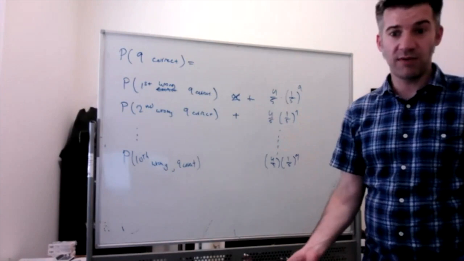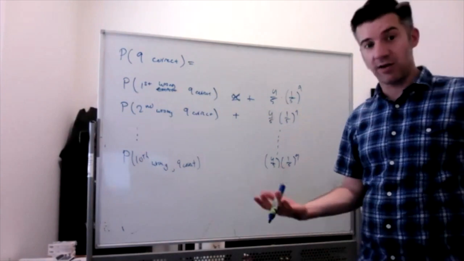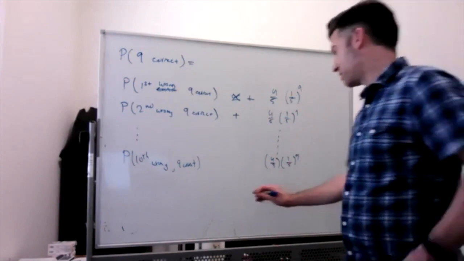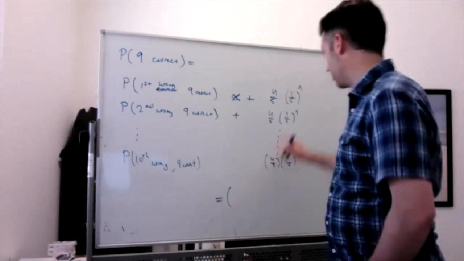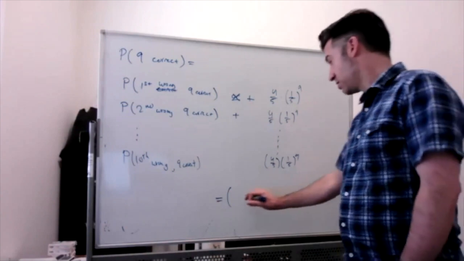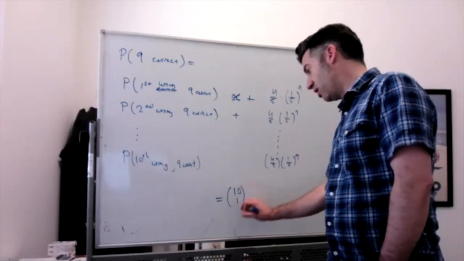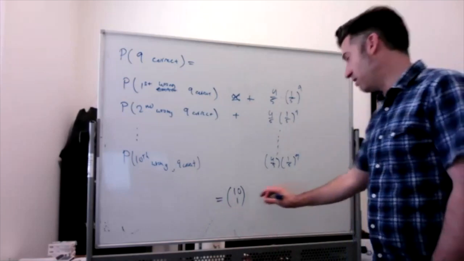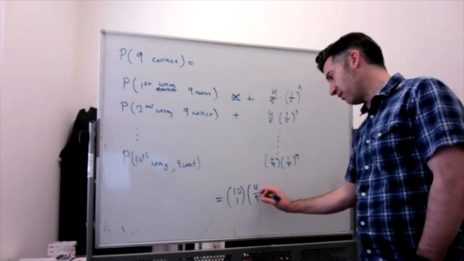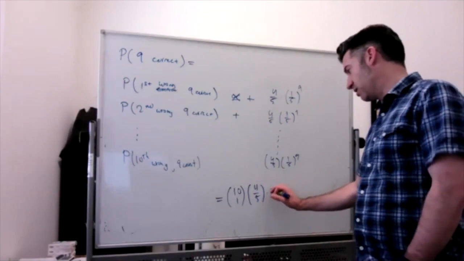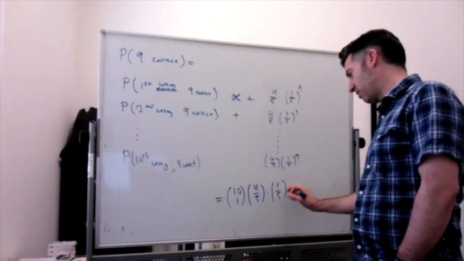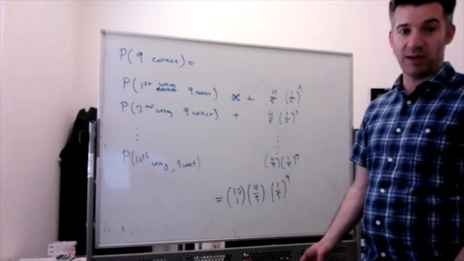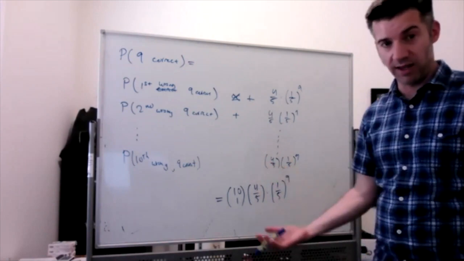So the probability of getting exactly 9 correct and 1 wrong: there's 10 ways of doing it, 10 choose 1, out of the 10 questions you're choosing 1 to be wrong. Then there's a 4/5 probability of that 1 being wrong, and a 1/5 to the 9th probability of getting the other 9 right. That's how you would calculate the probability of getting exactly 9 right and exactly 1 wrong.